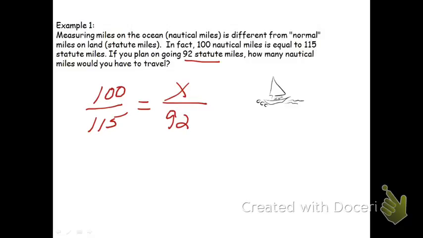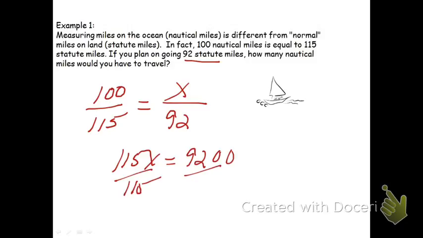All right, so we're going to cross multiply just like before. We end up with 115x is equal to 9200, and dividing both sides by 115, x is equal to 80, and that's nautical miles.